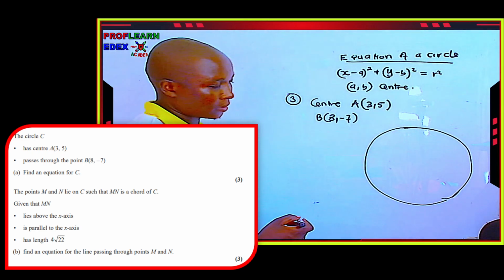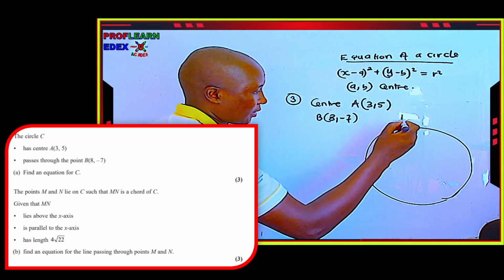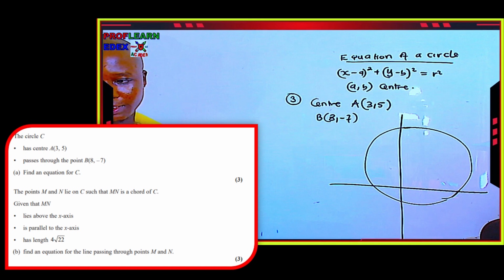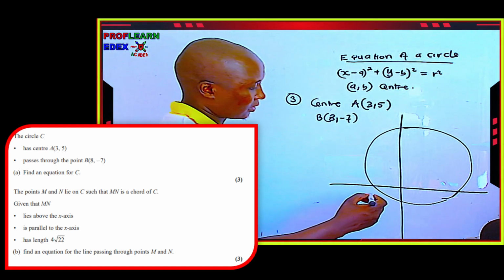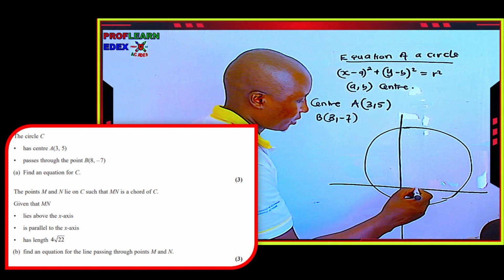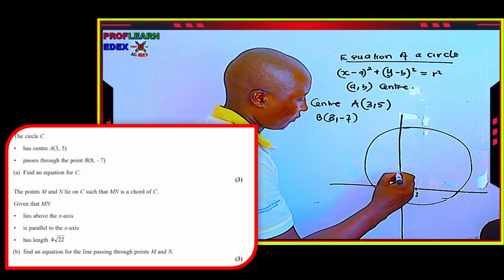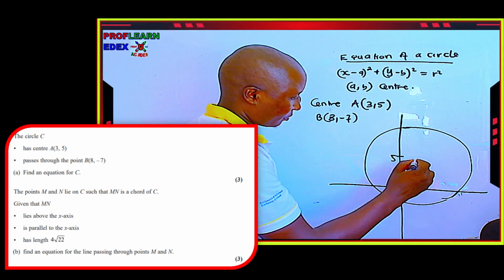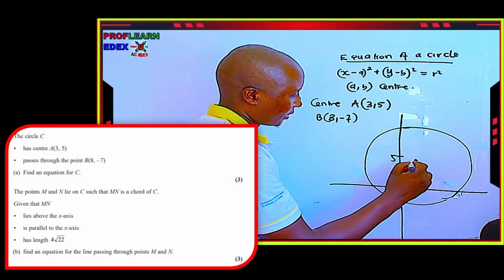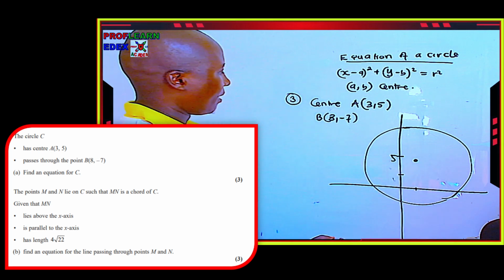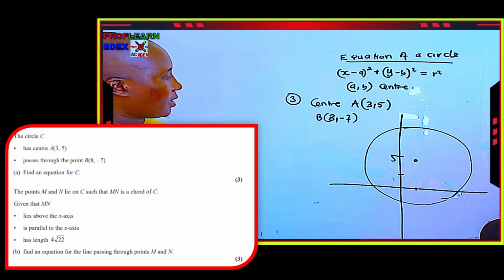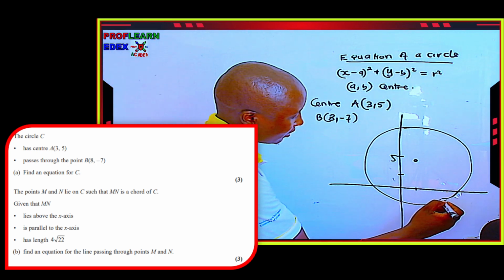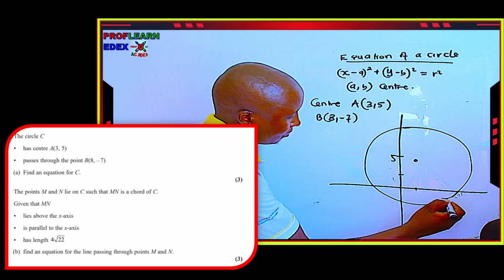Yeah, that's our circle, and then we can say the equation is like that, it's lying on the x-axis like that, and then we have the point. We can have 3 here, then we can have 5 here. So this is the center of the circle, and then we have this point 8, negative 7. Can say 8, negative 7, somewhere here.